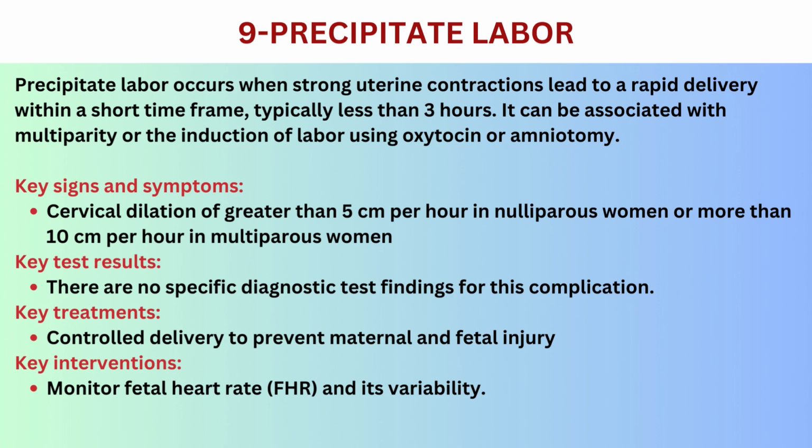The ninth disorder, precipitate labor. Precipitate labor occurs when strong uterine contractions lead to a rapid delivery within a short time frame, typically less than 3 hours. It can be associated with multiparity or the induction of labor using oxytocin or amniotomy. The signs and symptoms: cervical dilation of greater than 5 cm per hour in nulliparous women or more than 10 cm per hour in multiparous women. Test results: there are no specific diagnostic test findings for this complication. The treatment: controlled delivery to prevent maternal and fetal injury, and the intervention: monitor fetal heart rate and its variability.